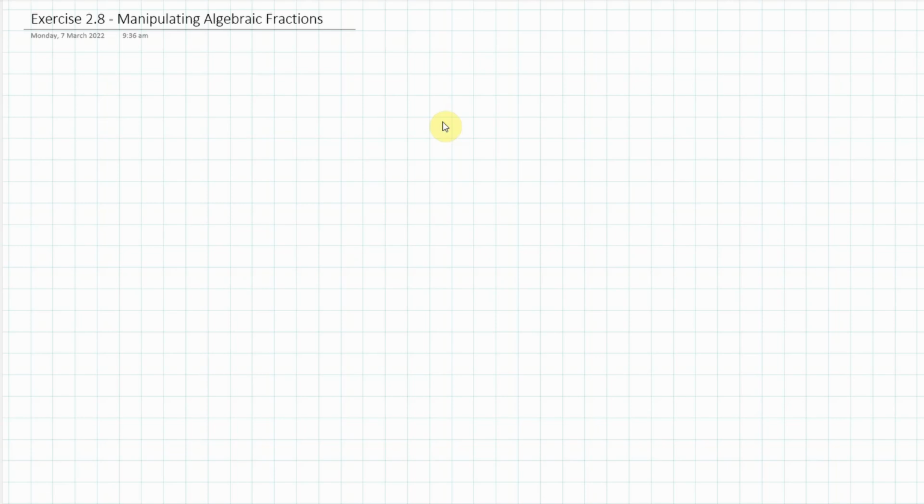So today's exercise is really setting up for tomorrow's exercise, which you'll be with me in class for, where we use our knowledge of manipulating algebraic fractions to solve equations where we have algebraic fractions.